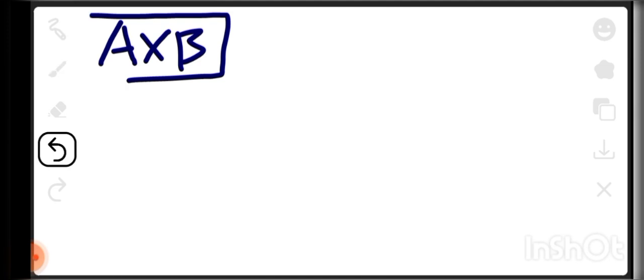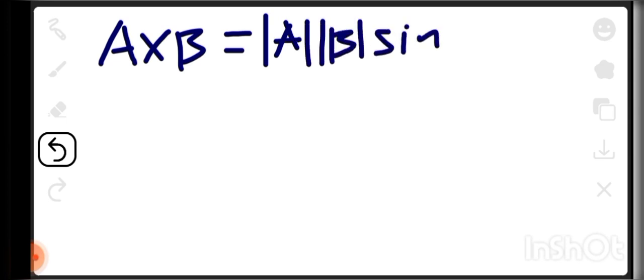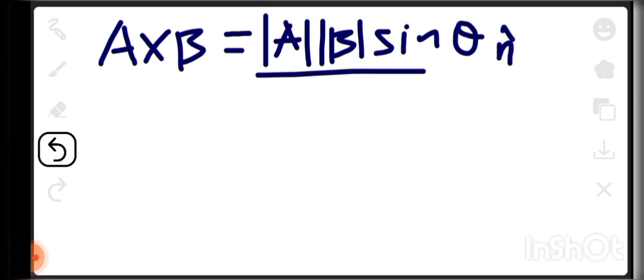Now, A cross B is a kind of multiplication we call vector product, and is defined as the magnitude of A times the magnitude of B times sine theta times a unit vector, because it is a vector product and it should have direction. So this unit vector is denoting the direction. So this is the definition of A cross B.